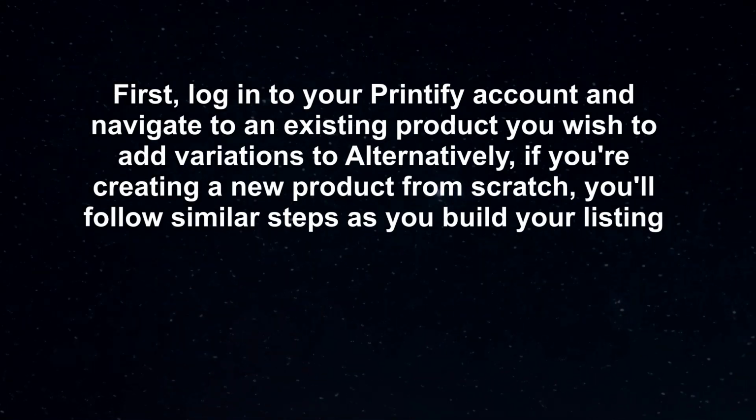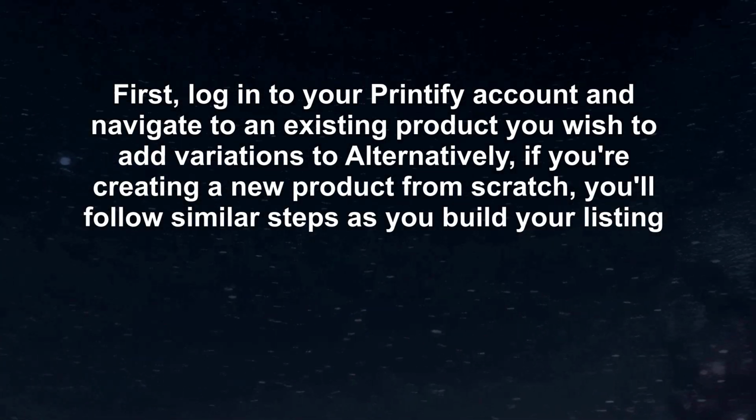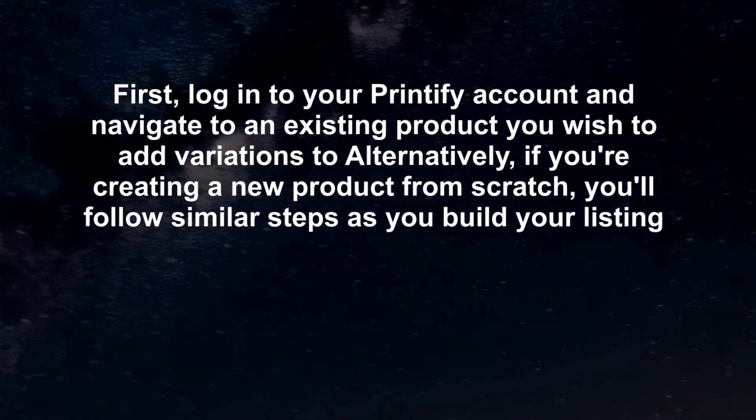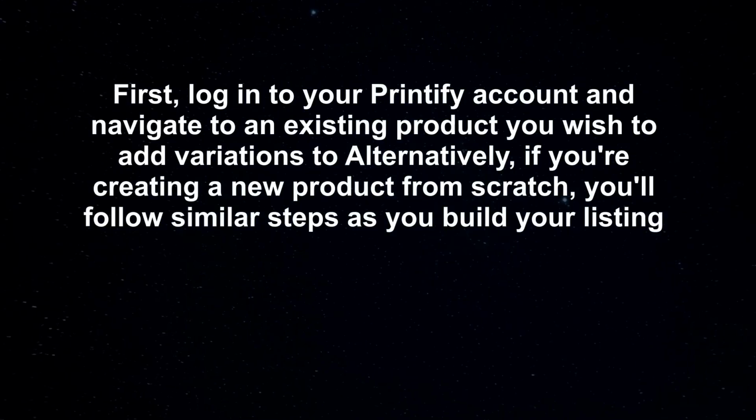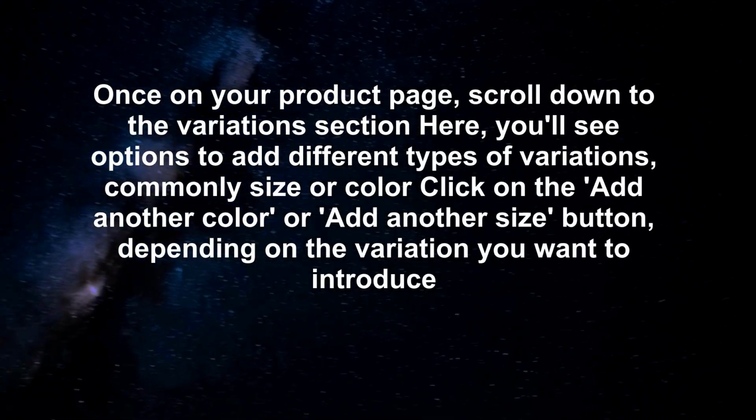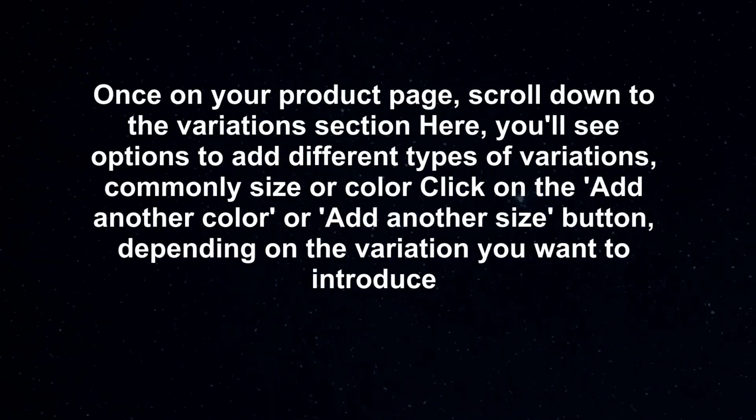First, log into your Printify account and navigate to an existing product you wish to add variations to. Alternatively, if you're creating a new product from scratch, you'll follow similar steps as you build your listing. Once on your product page, scroll down to the variations section here.